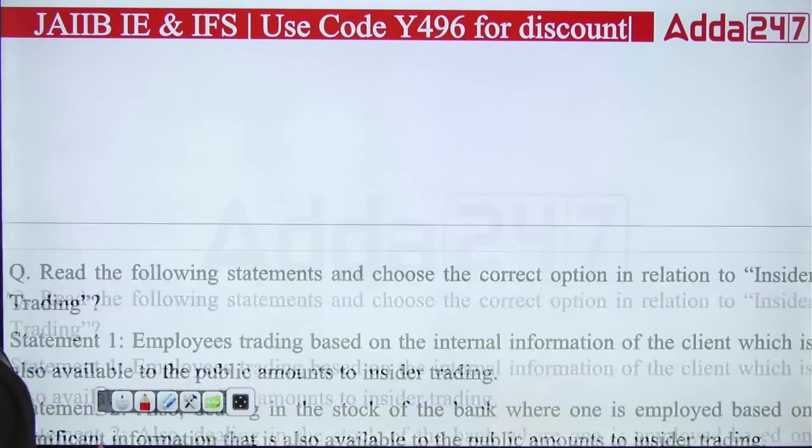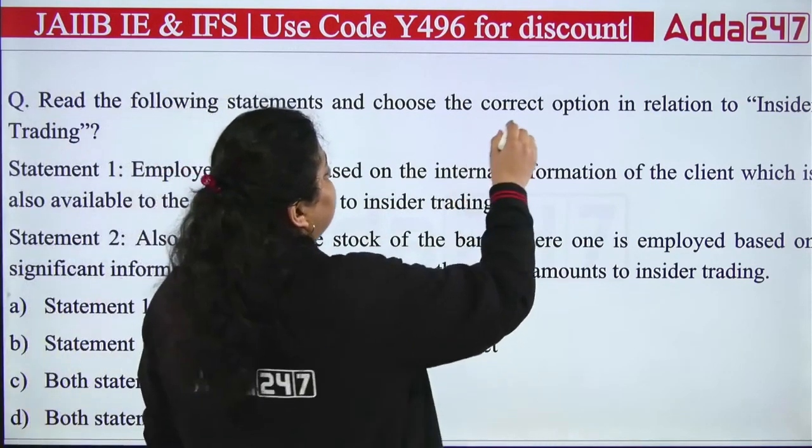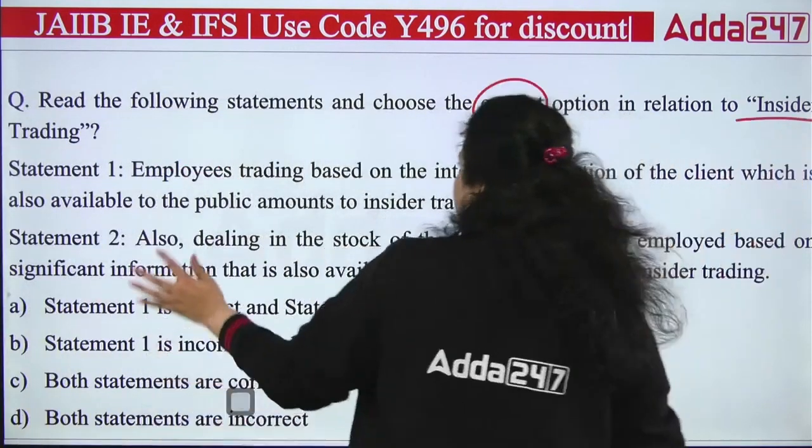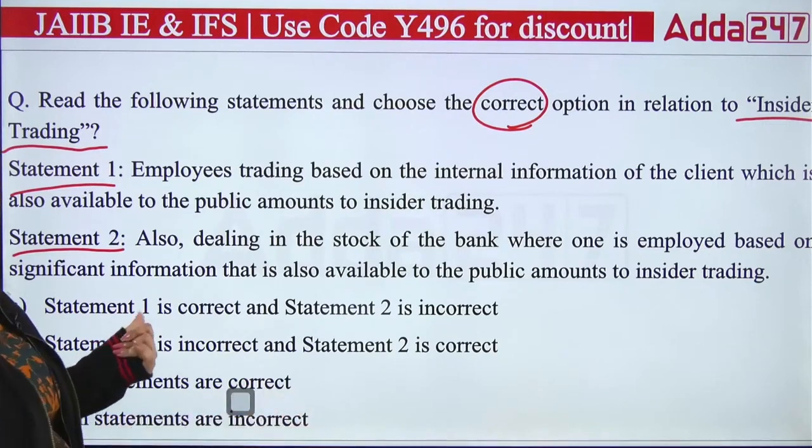Now, next question we have. Again, a statement-based question, that is asking: read the following statements and choose the correct option in relation to insider trading. We have to answer which statement is correct or incorrect. First is saying employees trading based on internal information of the client which is also available to the public amount to insider trading.